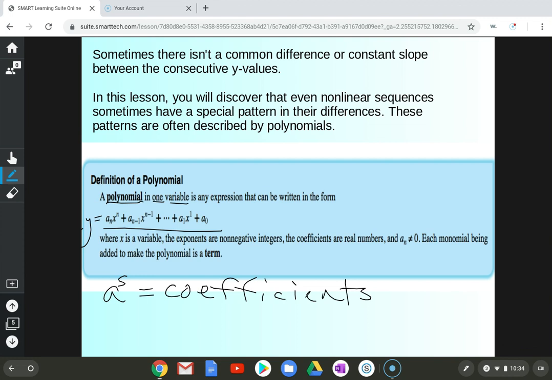The exponents on your variables must be non-negative integers. That's really important. You can't have x to the 1/2. You can't have x to the -3rd. It can only be non-negative integers. Coefficients are all real numbers, and your final coefficient can't be 0. If it was 0, then it wouldn't be an nth degree polynomial. All right, and then each monomial that is separated by a plus sign is called a term, which we're already familiar with.